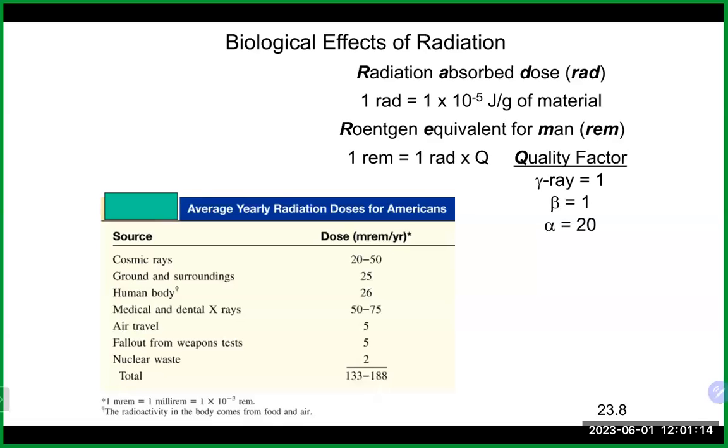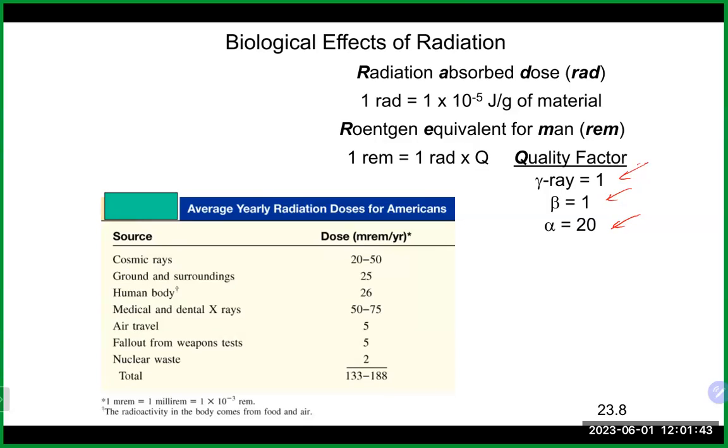Speaking of that, sometimes it's referred to as a RAD, which is a radiation absorbed dose. And there's an equivalent for man, which is a REM. It's basically a RAD times a quality factor. As you can see here, if you're doing something with gamma or beta, it's 1 versus an alpha particle, which is 20. That doesn't go as far. So you can expose yourself a little bit more to those than the other ones.